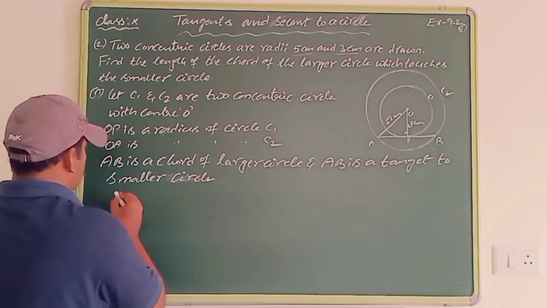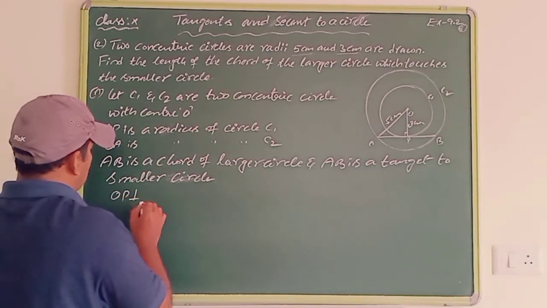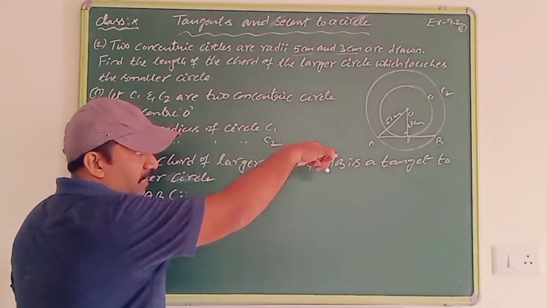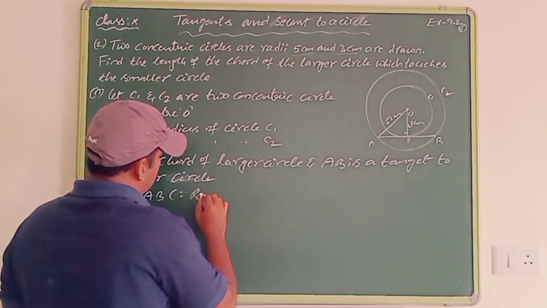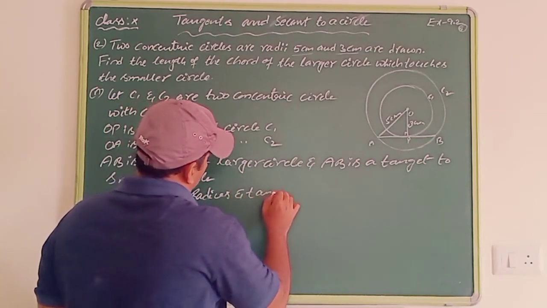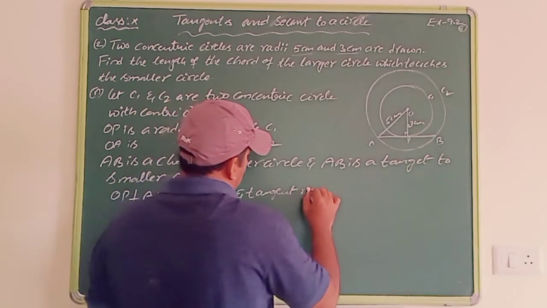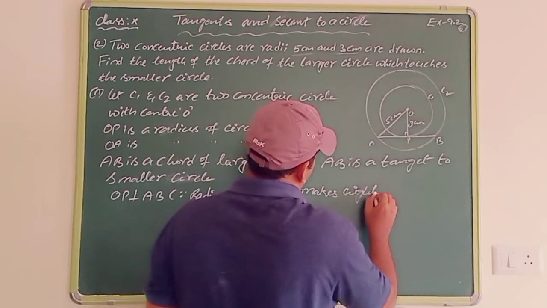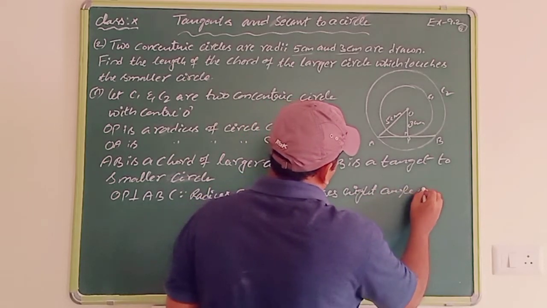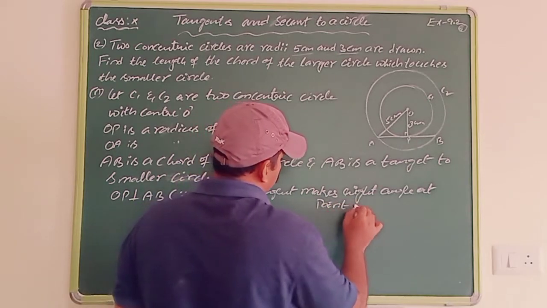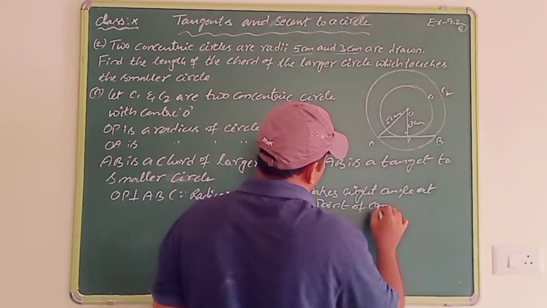OP is perpendicular to AB, since the radius and tangent make 90 degrees, right? Radius and tangent make a right angle at the point of contact. Point of contact.